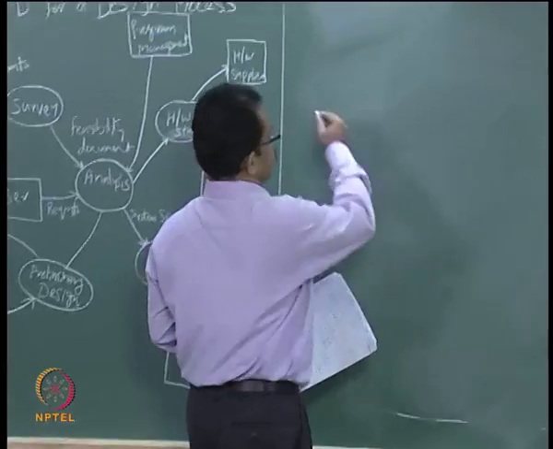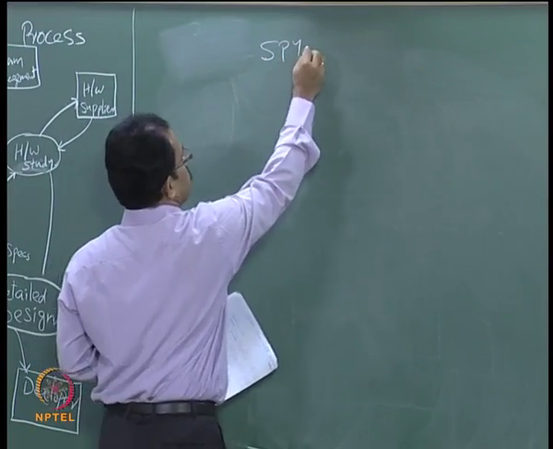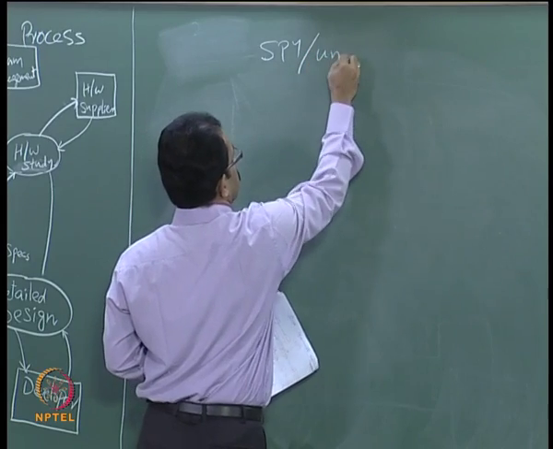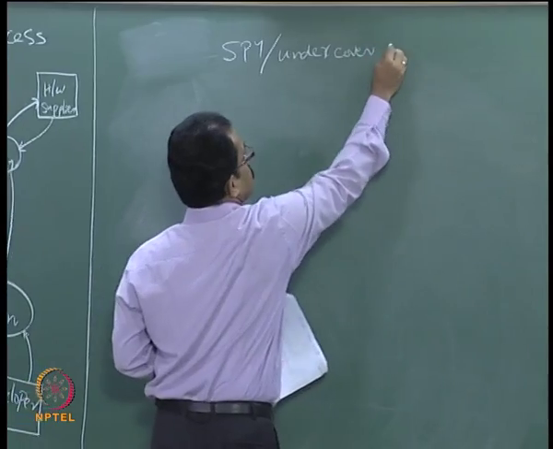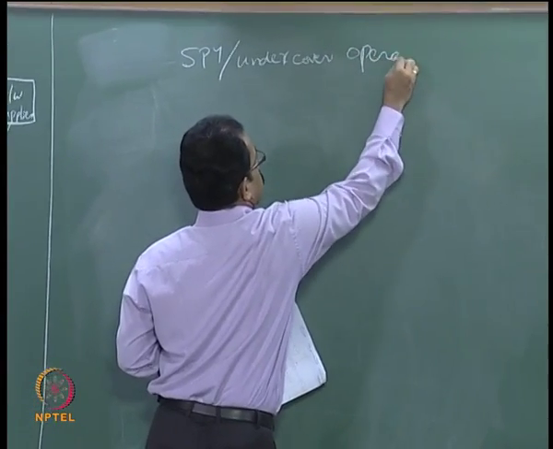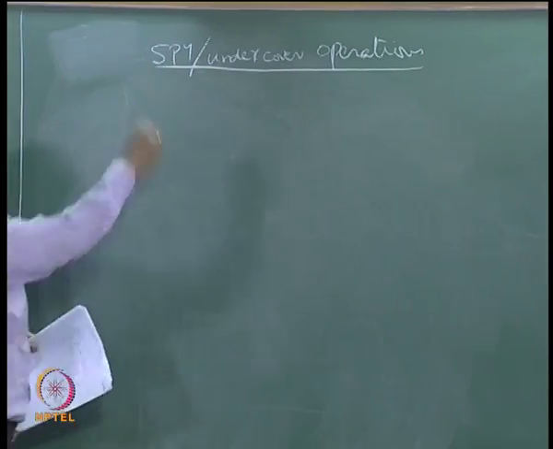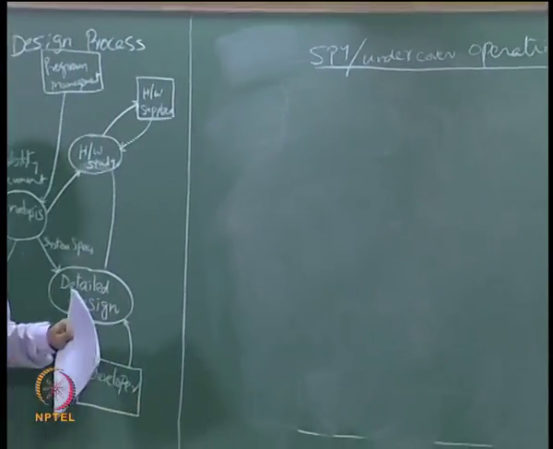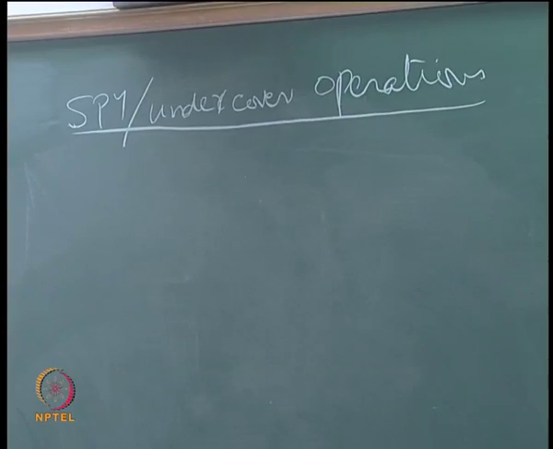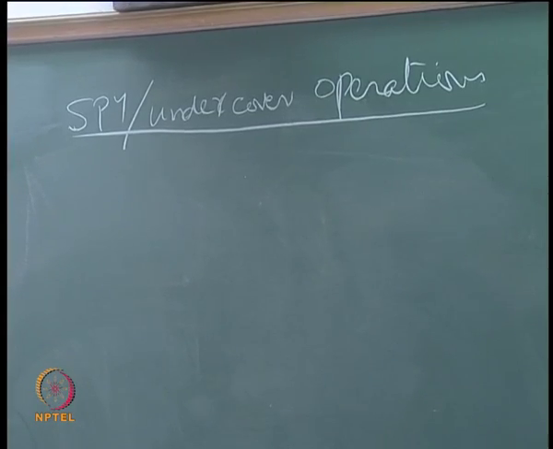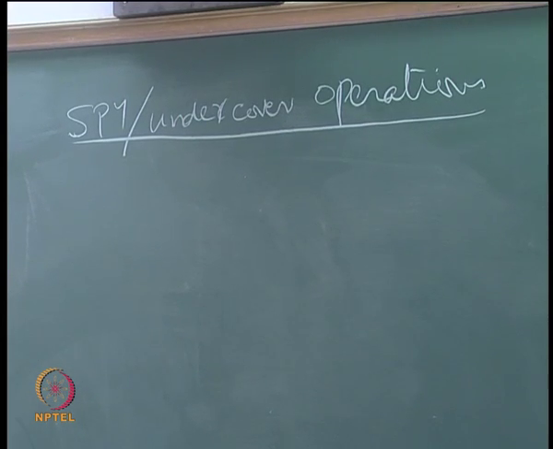So I will take something like a spy or undercover operation. Though they are not really engineering systems, we can analyze their operations using N2 diagrams. I am trying to explain the utility of the N2 diagram under various situations. So look at how they work.